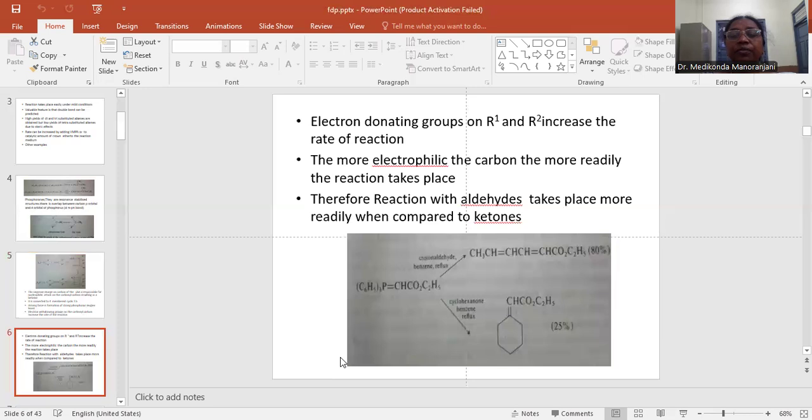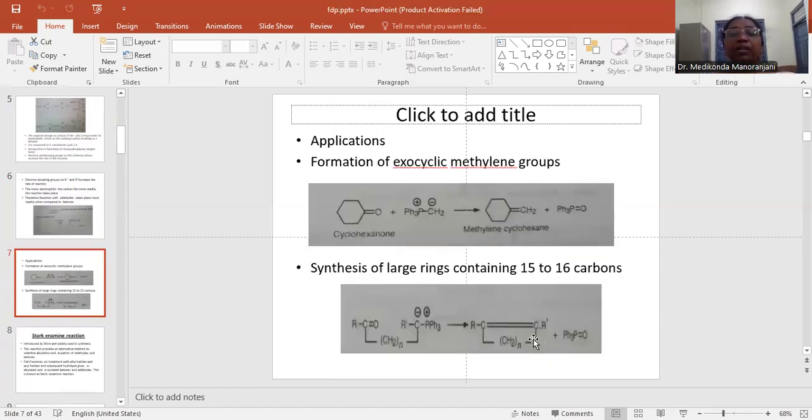In the following example, you can see here, this is a phosphorane. It reacts with crotonaldehyde in the presence of benzene, and upon reflux, you can see the following alkene. Similarly, the same phosphorane reacts with cyclohexanone in the presence of benzene, and upon refluxing, it gives this product alkene. Let us see the applications.